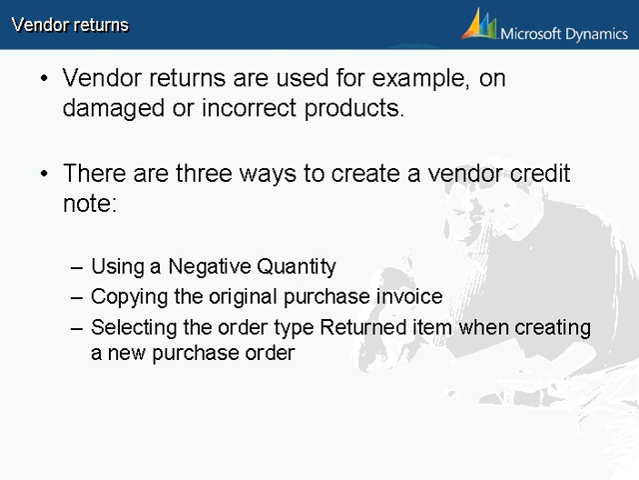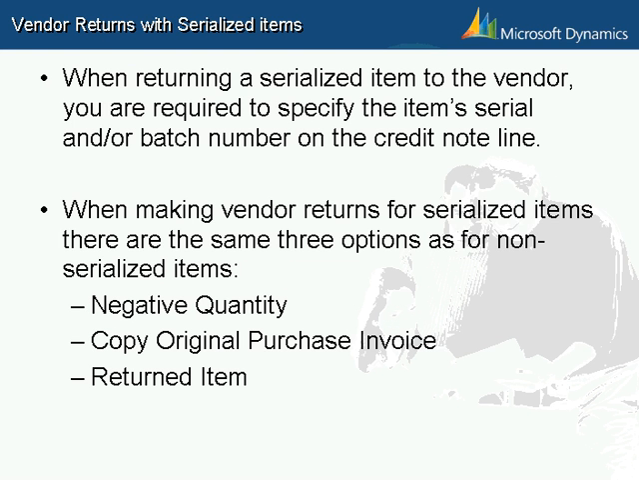I go back to my presentation file. When you return a serialized item to the vendor, you must specify the item serial and batch number on the credit note line. This guarantees that the correct serial batch number will be removed from inventory. It also indicates to the vendor which serial batch numbers are returned.